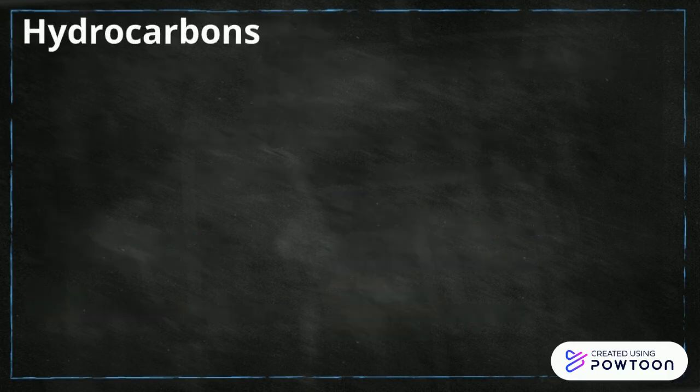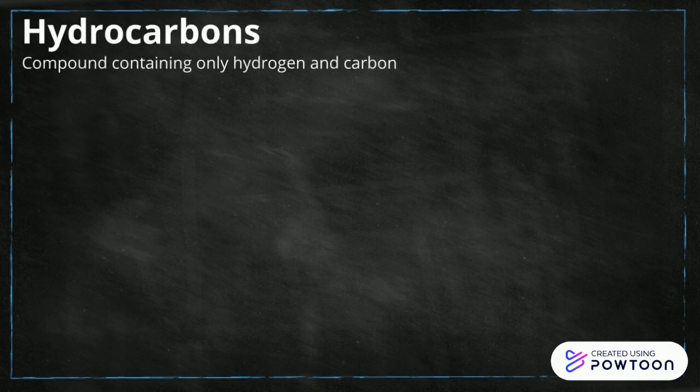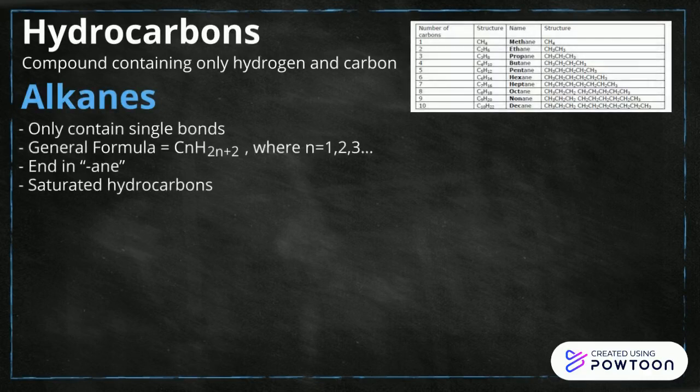So hydrocarbons are compounds containing only hydrogen and carbon. There are three main types of hydrocarbons. The first one being alkanes. Alkanes only contain single bonds, and the general formula is CnH2n plus 2, where n equals 1, 2, 3, and so on. They end in -ane, and it is a saturated hydrocarbon.